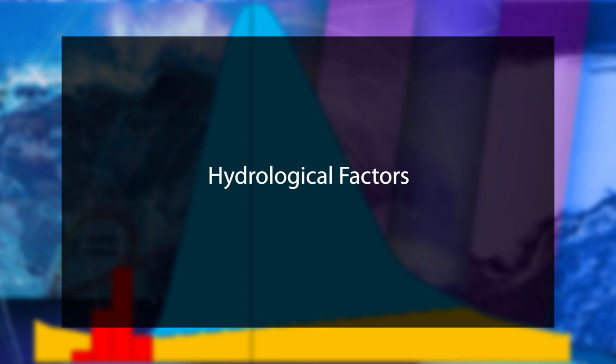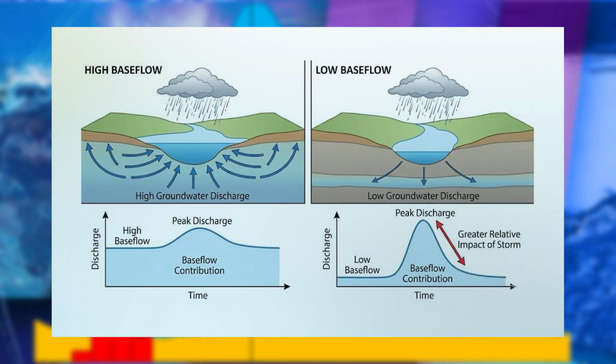Now, so far as the hydrological factors are concerned, base flow contribution is a prominent one. A high base flow, that is the pre-existing sustained flow from groundwater discharge, adds to the overall flow in the stream, raising the base of the hydrograph. Low base flow results in a greater relative impact of the storm event on peak discharge.